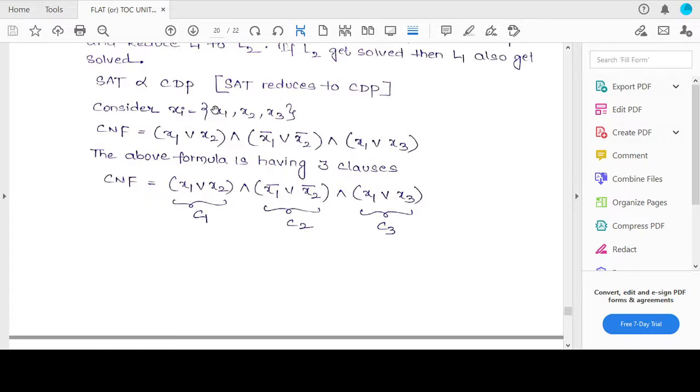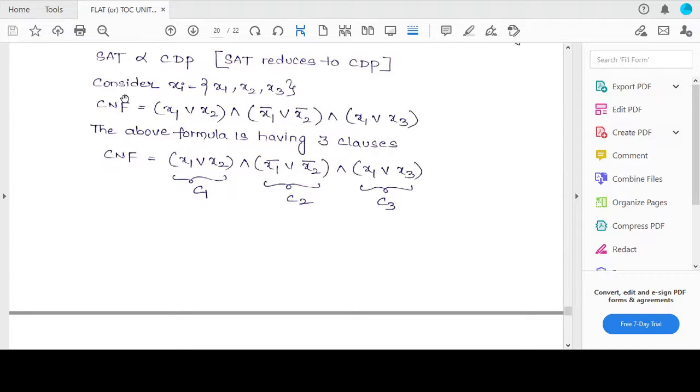So let us have a look at this solution. Consider the satisfiability problem here. Already we know that we have to find the values of x1, x2, x3 such that the satisfiability equation will get a true value. I have taken the satisfiability equation as (x1 or x2) and (x1 bar or x2 bar) and (x1 or x3). This is the constraint that I have taken. I have to find the values of x1, x2, x3 such that the result of this equation will become true.